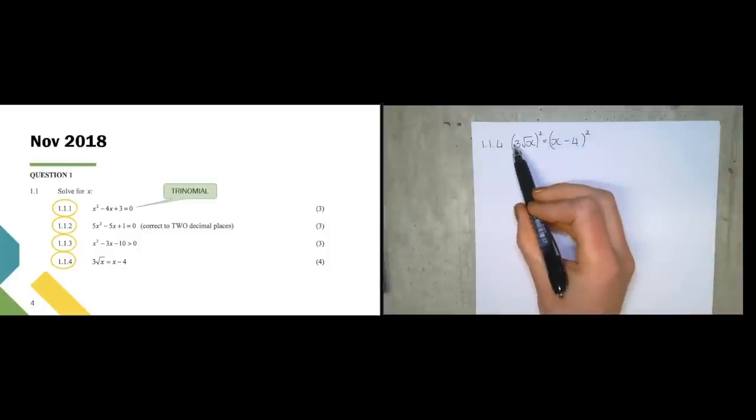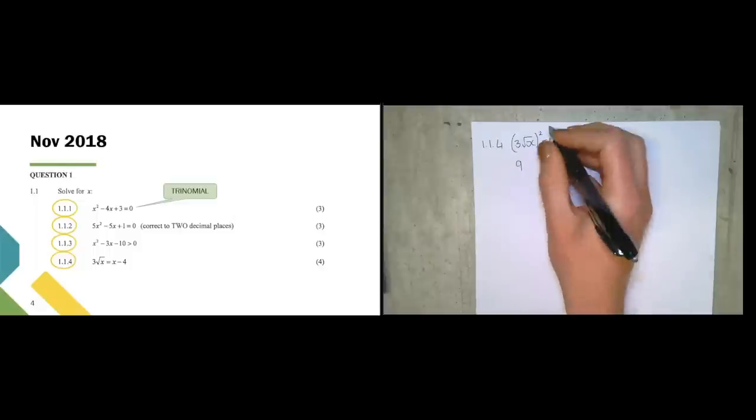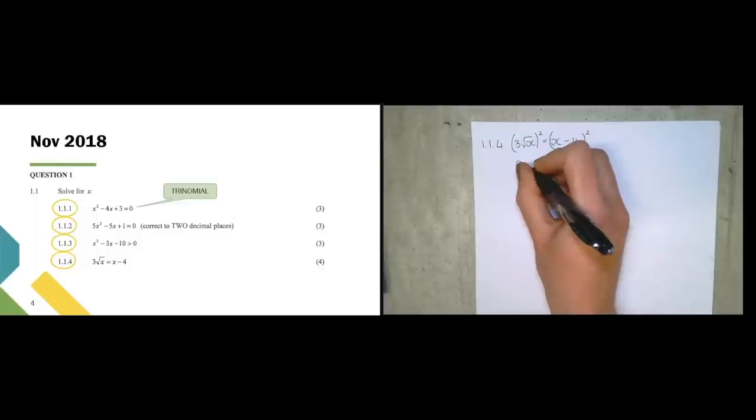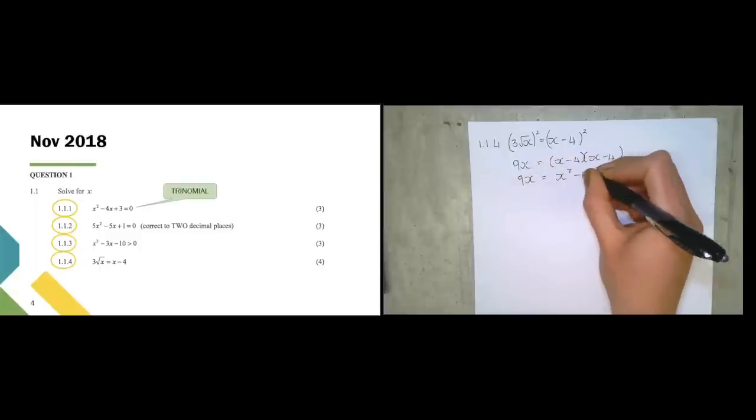Very important to remember, please, that the square root belongs to the 3 and to the square belongs to the 3 and the square root of x. 3 squared is 9. The square root of x squared is x. Tip, remember, there's a middle term when you multiply out the brackets. If you're scared you're going to forget it, please rather write the brackets out twice and then multiply them out. So if I multiply out my brackets, it's x squared minus 4x minus 4x plus 16.